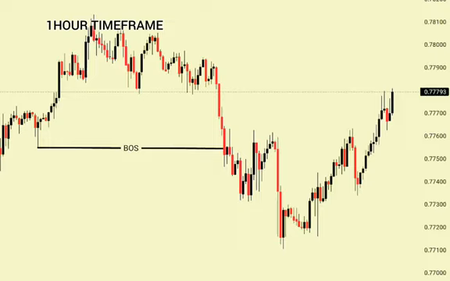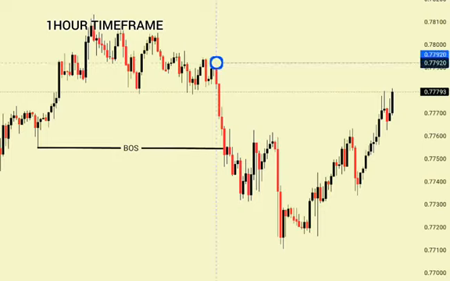This break of structure gave us one clear message. The market was no longer looking for higher highs. It was now seeking liquidity below. Every move that followed, the order block reaction, inducement, and final sell-off, was a consequence of this single structural shift. If you understand this break, you understand the entire chart.